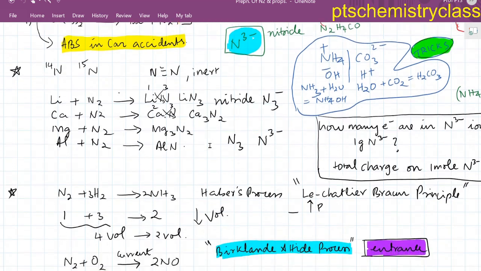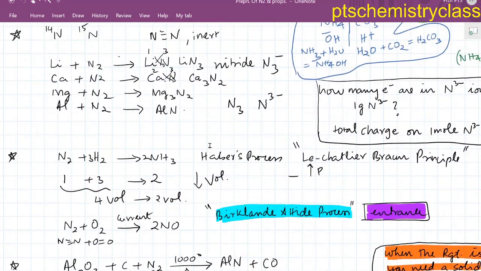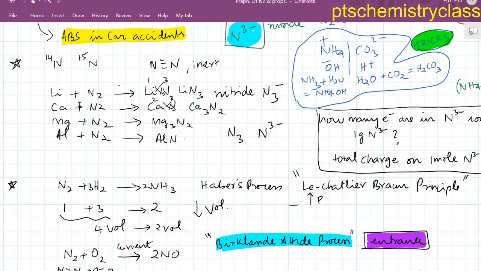So reactions of nitrogen, first reaction, reaction with the metals. When any metals, group 1, group 2 metals, highly reactive metals, react with nitrogen, they form the corresponding nitrides. And the nitride ion is N3 minus. And we saw some of the entrance type of questions regarding the nitride ion. How many electrons are present?